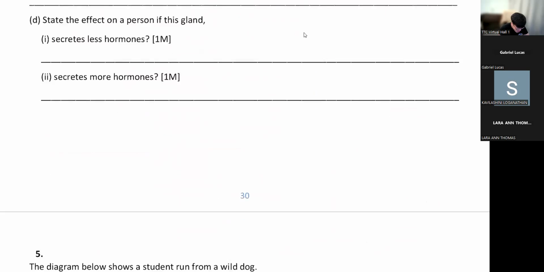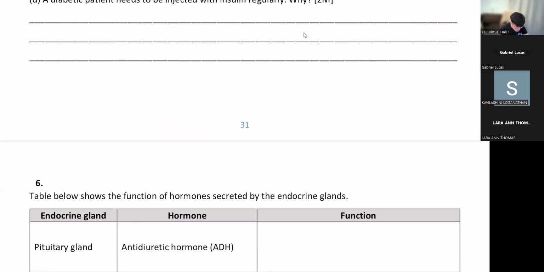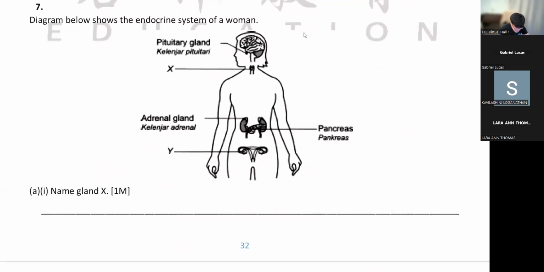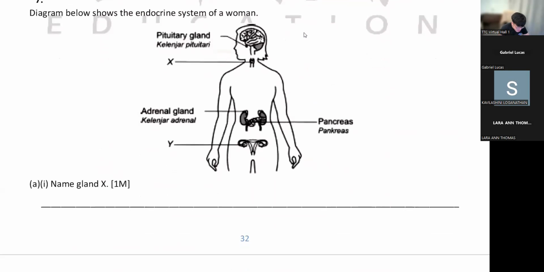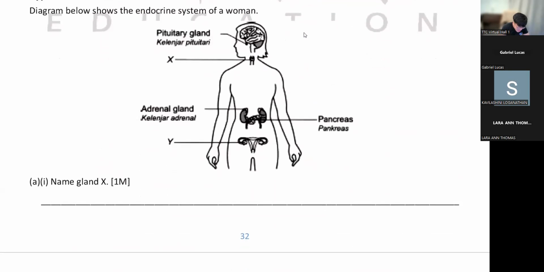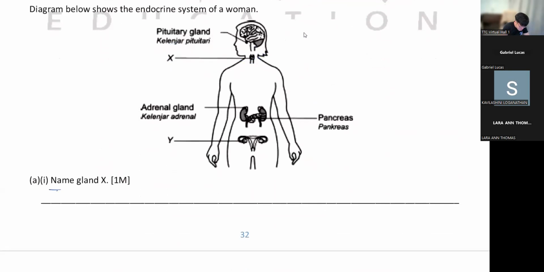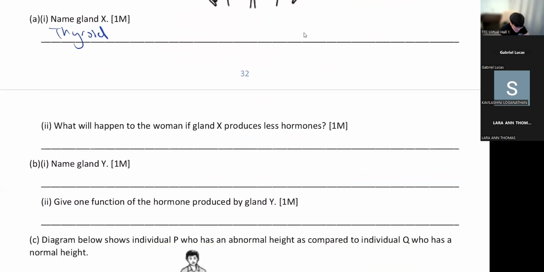Okay, anyway, so let's jump ahead. Let's go to our question 7. I think I'm jumping around. So, name gland X. As I mentioned before, this is the thyroid gland, glandula thyroid, that produces your thyroxine.